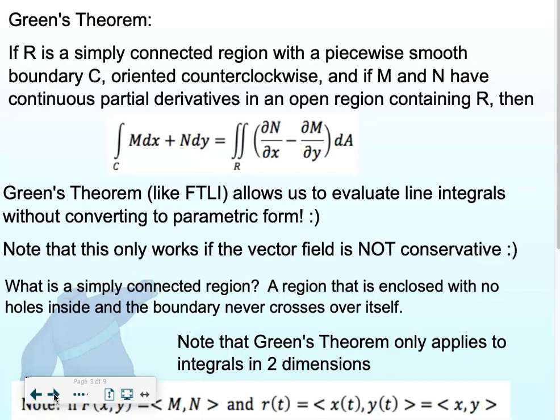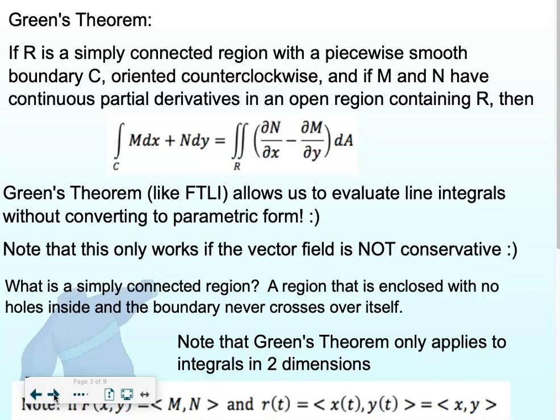If R is a simply connected region with a piecewise smooth boundary C oriented counterclockwise, and if M and N have continuous partial derivatives in an open region containing R, then the line integral of M dx plus N dy is equal to the double integral of partial N partial x minus partial M partial y over the area of the region. It's really actually not that bad.